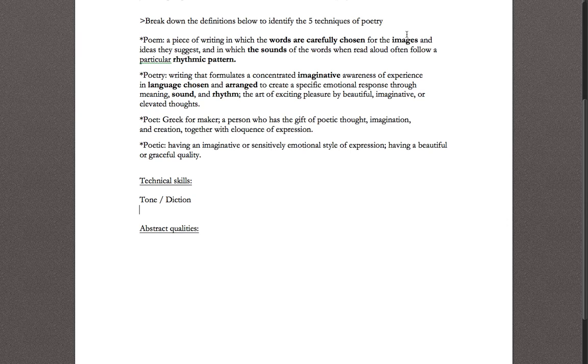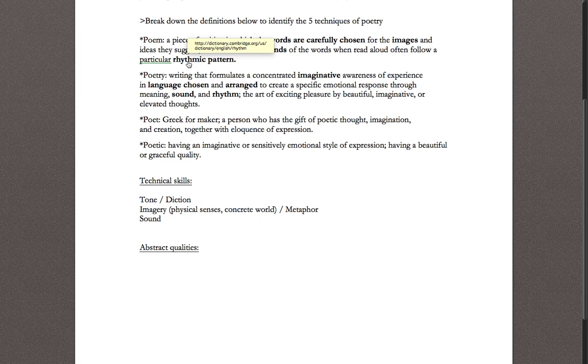We also have a reference to images. And we know that we have imagery. We first practiced these as the physical senses, the concrete world, etc. But also within this we practiced metaphor. And metaphor uses imagery, so it's part of the same category. The definition also says the sounds of the words. And so we have sound, and we practiced this in the style portfolio as well. That is a technical skill that poets use to make meaning. And then lastly, when read aloud, follow a particular rhythmic pattern. And so we're going to call this form.